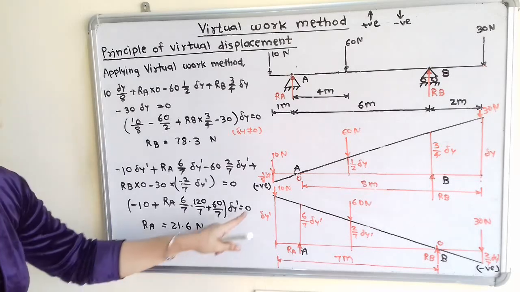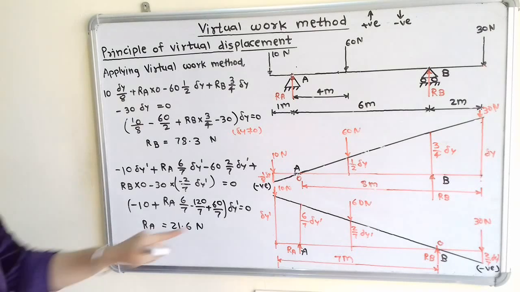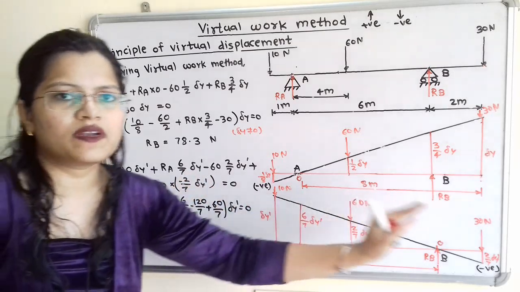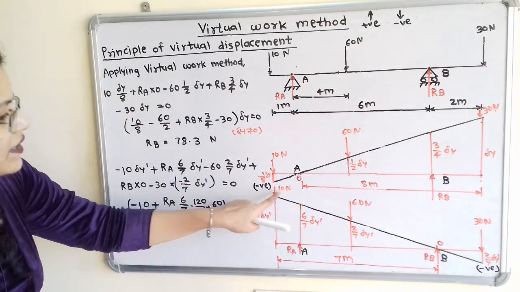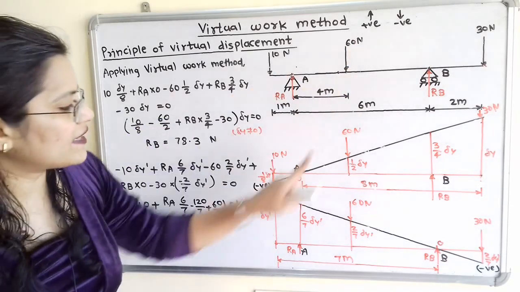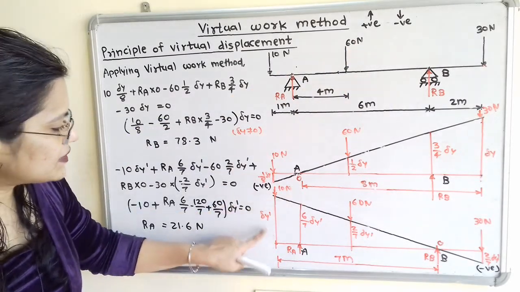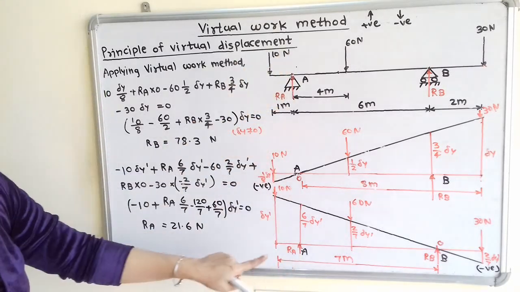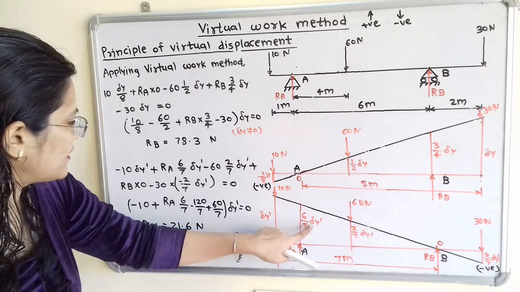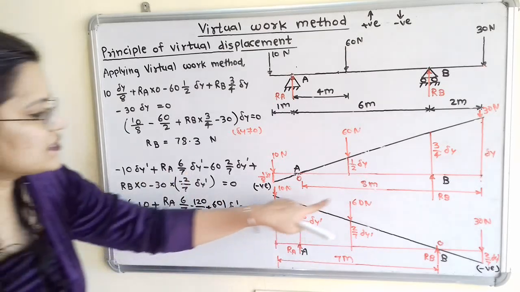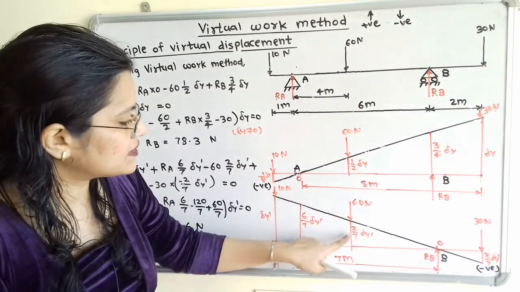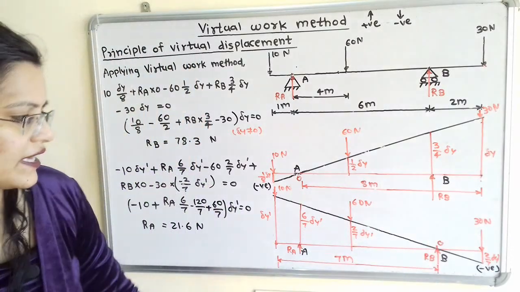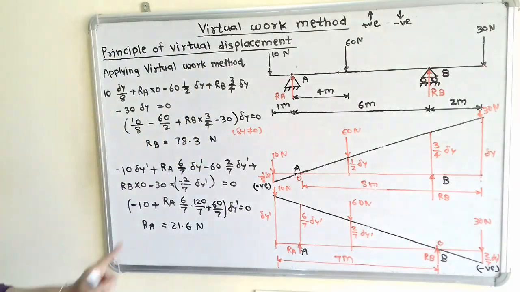Now in the same way we will solve for the next diagram. Here is the 10 Newton force. We take all the forces from left towards the right hand side. The 10 Newton force is in downward direction, so minus 10 multiplied by displacement delta y dash, minus 10 delta y dash. Now Ra, which is in upward direction, so plus Ra into 6 by 7 delta y dash. Next is 60 Newton, downward direction, minus 60 into 2 by 7 delta y dash. Next is Rb, which is in upward direction, so plus Rb into displacement 0.